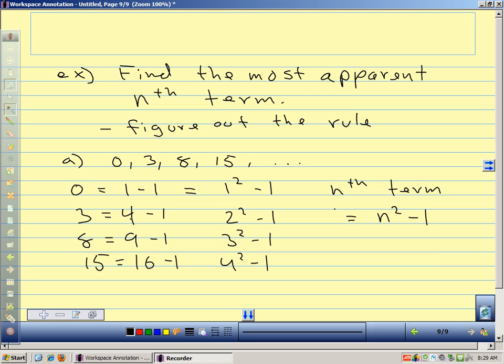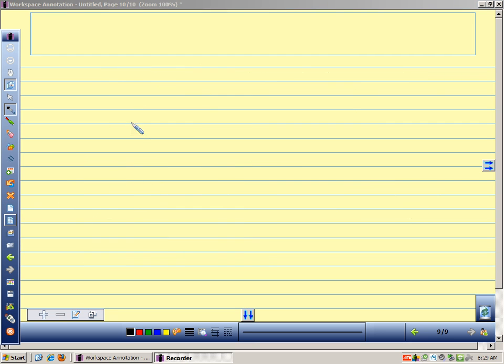Now there could be other formulas that would work for these. They say most apparent because you could come up with other, more complicated rules for this. The most apparent just means the easiest one to figure out, but there can be other answers. Let's look at one more example and then we'll be done. We want to find the most apparent nth term.